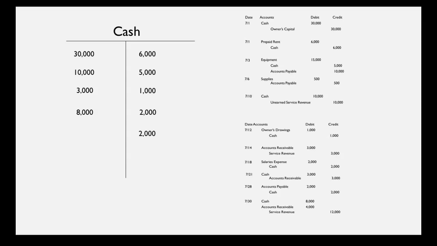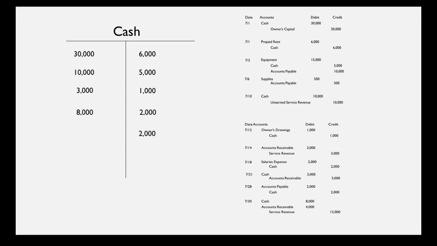But this still doesn't just give us the balance. So what we will need to do is we will need to figure out our balance in cash using these amounts. A few different ways that we can do it. We can add up our debits and add up our credits, and then just subtract the difference and put the balance on the side that had more.